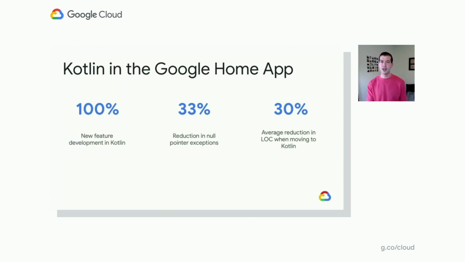It's production ready. And at Google, we're also going all in on Kotlin. It's our preferred language for Android app development now. And here's an example of just some of the results the Google Home app team saw when moving 100% of their new feature development to Kotlin. They saw a 33% reduction in the null pointer exceptions they saw from their app. And when they moved classes from Java to Kotlin, they saw on average a 30% reduction in the lines of code.